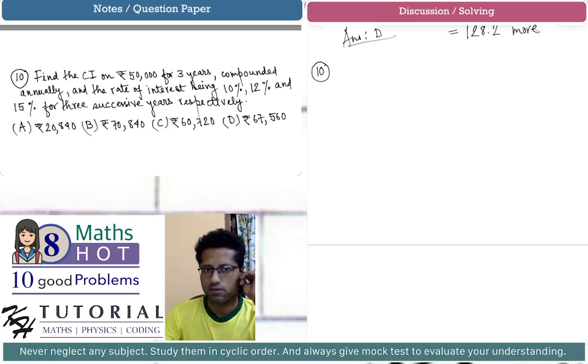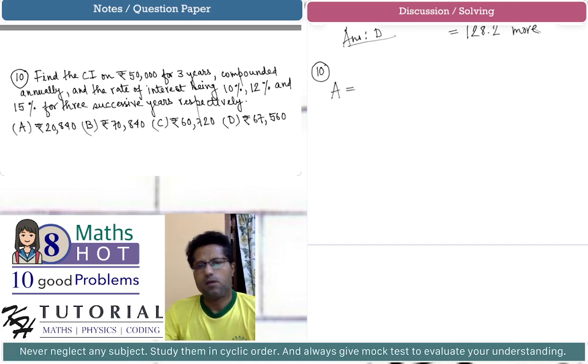That is, for the first year the rate is 10%, for the second year the rate is 12%, and for the third year the rate is 15%, and the principal is given, that is 50,000, and the total duration time period is 3 years. So we know the formula for finding the amount where the interest is being compounded annually, and for 3 years we have some different rate for the first year and some different rate for the second year.